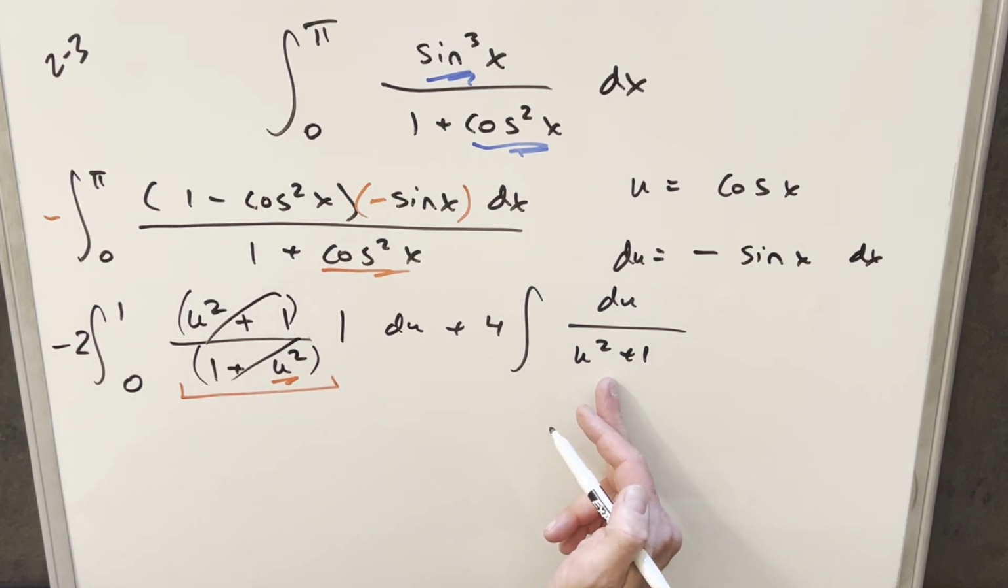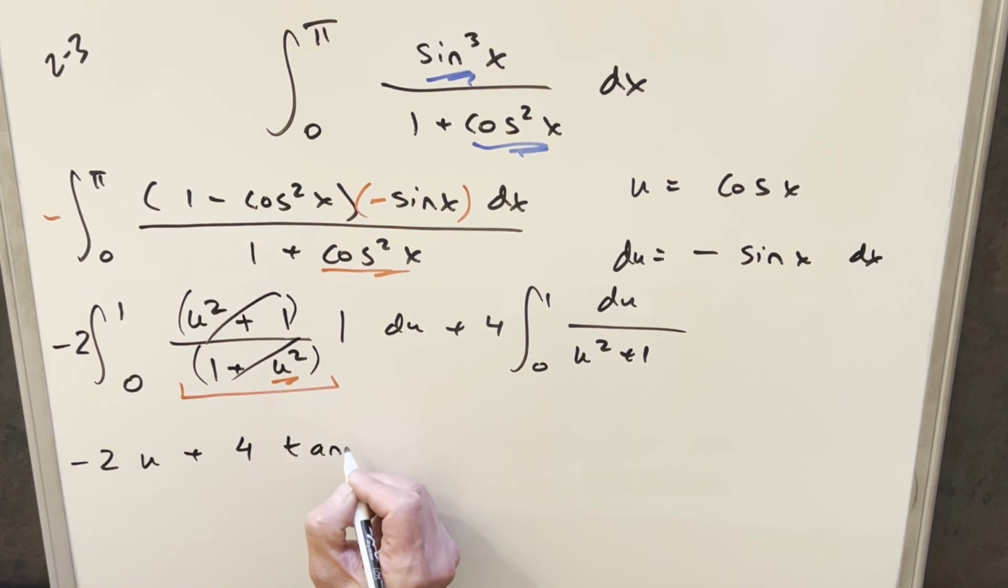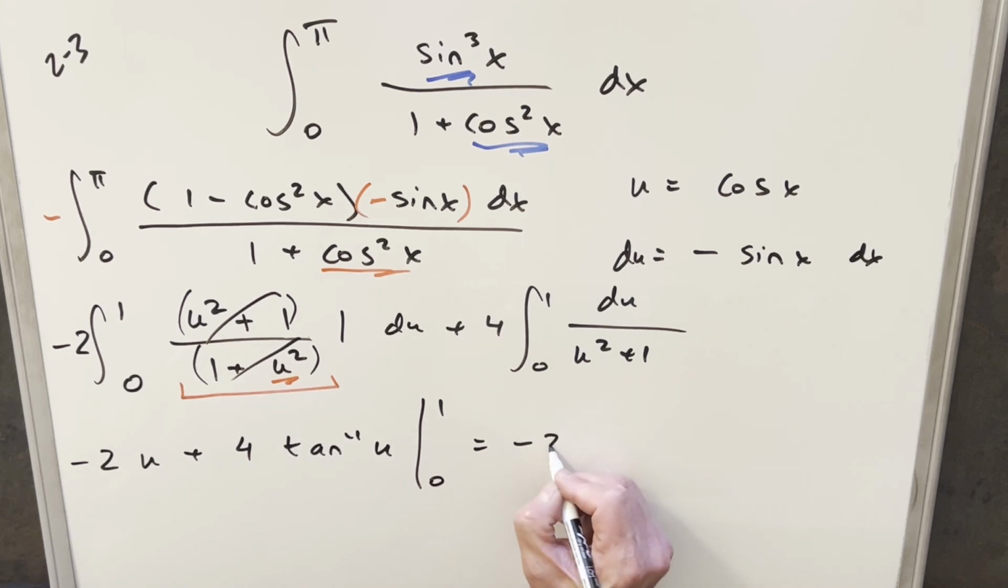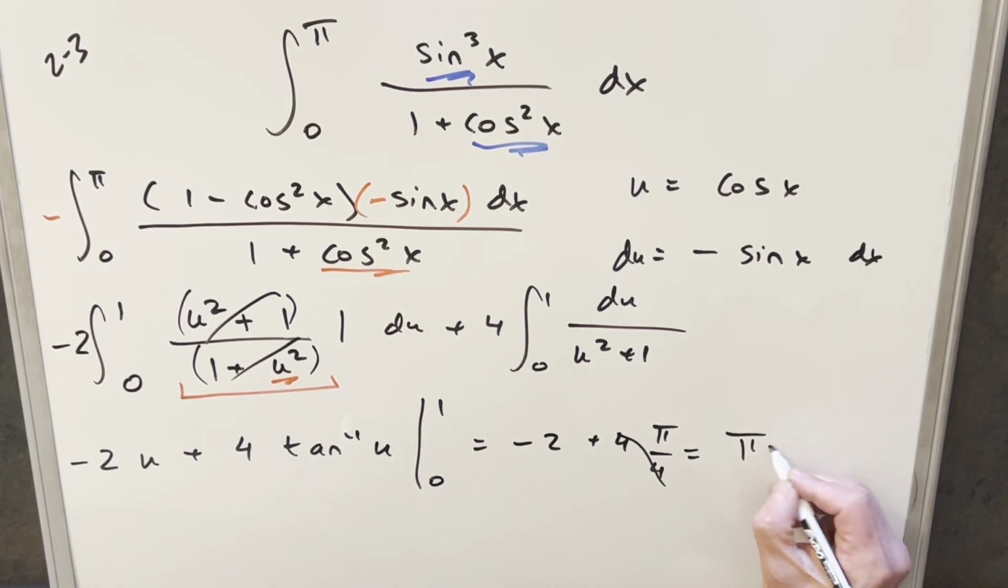The second integral is real easy; this is just going to be arctan. So let's integrate this. First, this one becomes minus 2 times the integral of 1, which is just u. And for the second, we have 4 times arctan of u, all evaluated from 0 to 1. At 0, this is nothing because arctan of 0 is just 0. So all we need to do is evaluate this at 1. We get minus 2 plus 4 times arctan of 1, which is just pi over 4. The 4s cancel, and for my final solution, we get just pi minus 2.